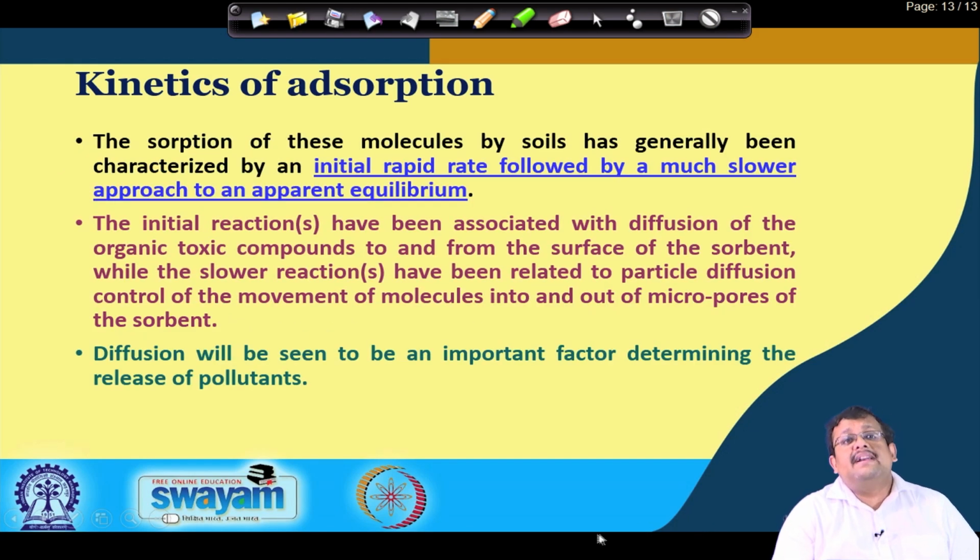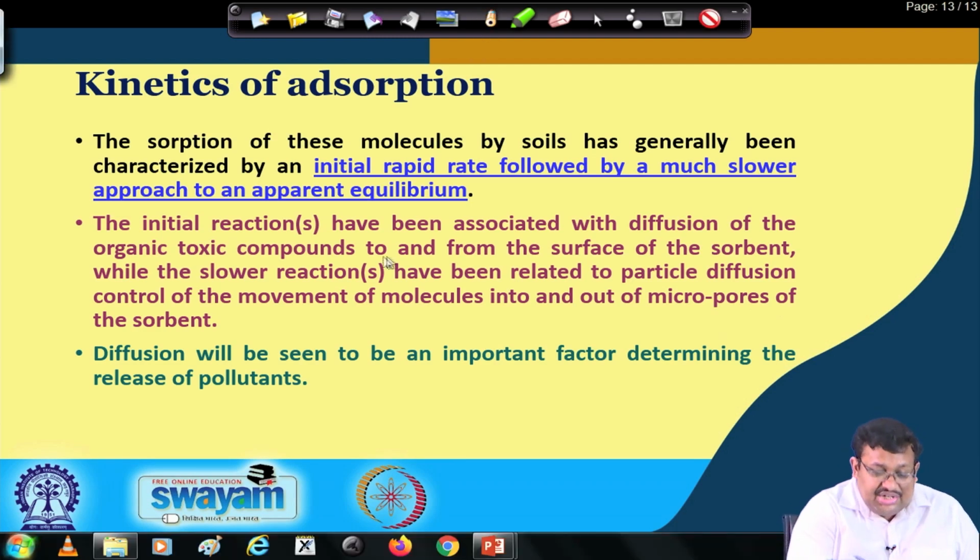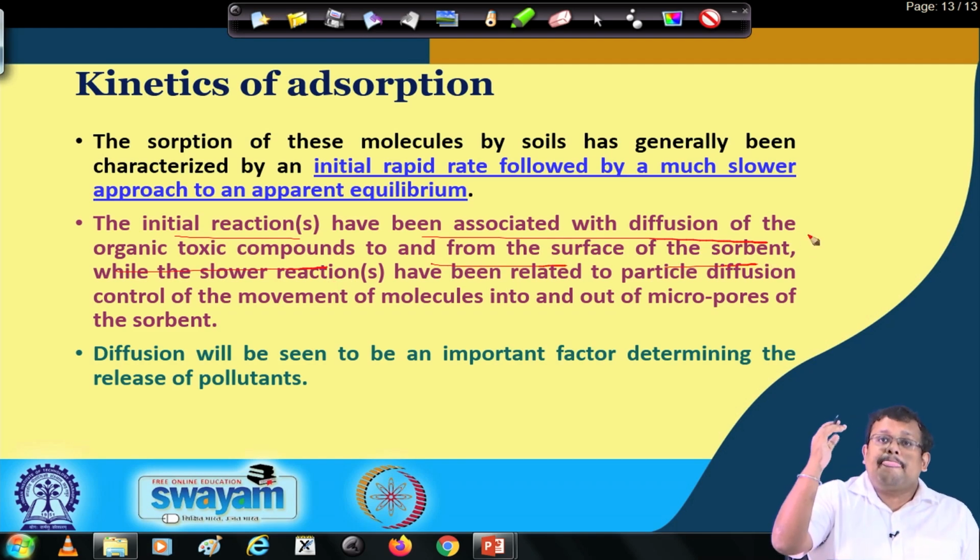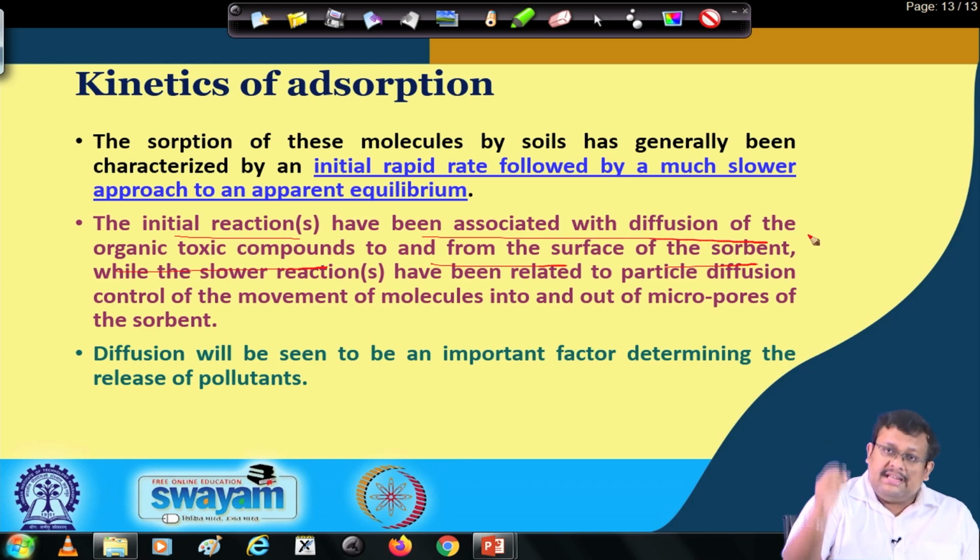Now, if we move ahead and see, the adsorption of these molecules by soils has generally been characterized by an initial rapid rate followed by a much slower approach to an apparent equilibrium. So, basically the adsorption of these chemicals is very fast in the initial phase, and then they become slower as time progresses, and then they reach an apparent equilibrium. Now, the initial reactions have been associated with the diffusion of the organic toxic compounds to and from the surface of the sorbent. So, either to the surface of the sorbent, in our case this is soil, or from the surface of the sorbent, these movements or diffusion of the organic toxic compounds are responsible for the initial high rate.